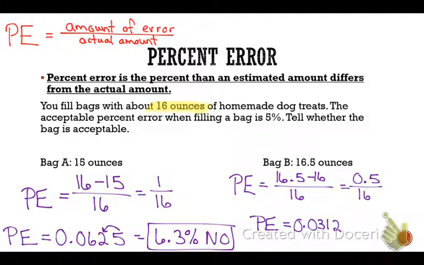0.0312. Remember, I only have to go 4. The 2 keeps the 1 the same or raises it up? Keeps it the same. So this is going to be approximately 3.1%. Am I okay? Yes, I'm okay. I'm within the 5% error margin. All right. Got it? Okay, finding that percent error.